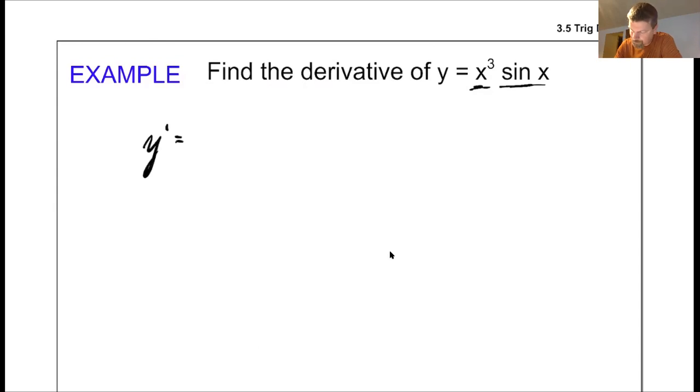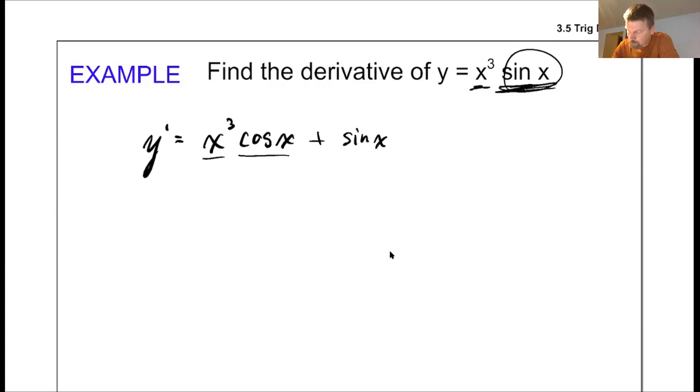Y prime is going to be first, which is x cubed, times the derivative of the second. Well, I need to have that memorized or I'm stuck already and I can't do it. Derivative of sine is cosine. All right, so product rule. First times derivative of second plus second, which is sine of x, times the derivative of the first. Well, derivative of x to the third is 3x squared. So times 3x squared. Now, I could certainly leave my answer like that.